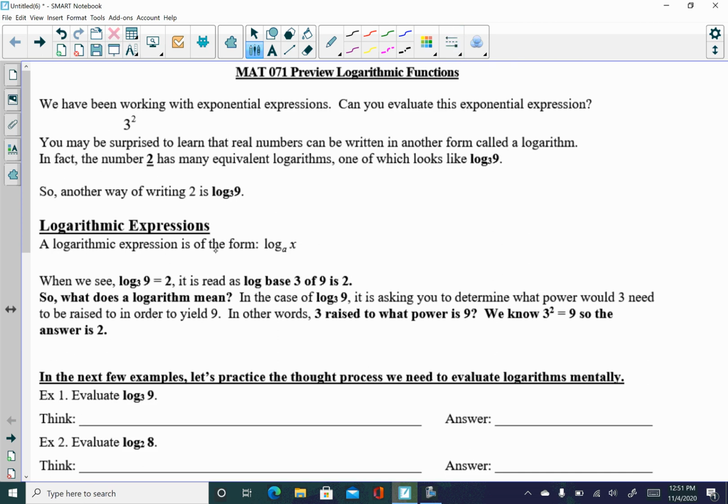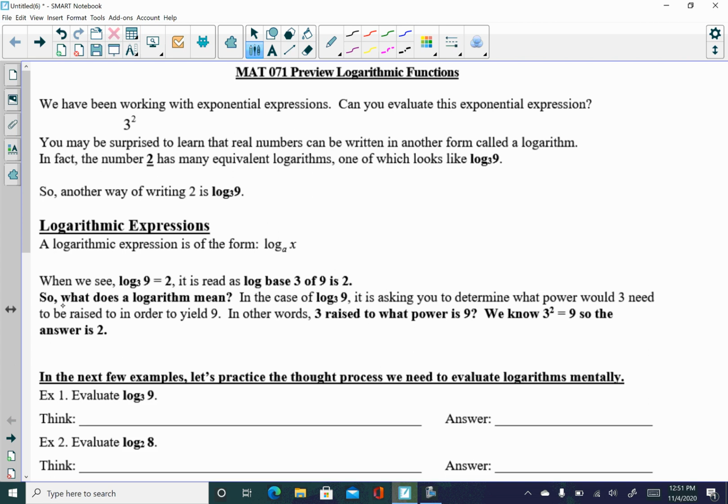So a logarithmic expression is of the form log base a of x. So that's the way it is read, log base a of x. So when we see log base 3 of 9 equals 2, it's read just as I just said, log base 3 of 9 equals 2.